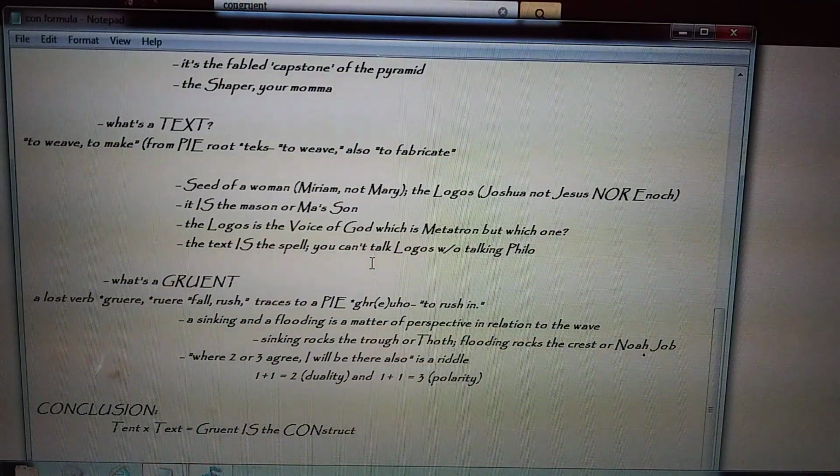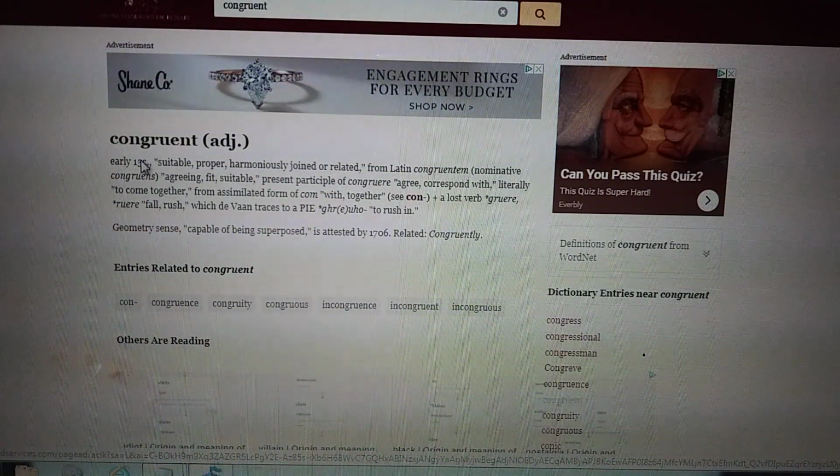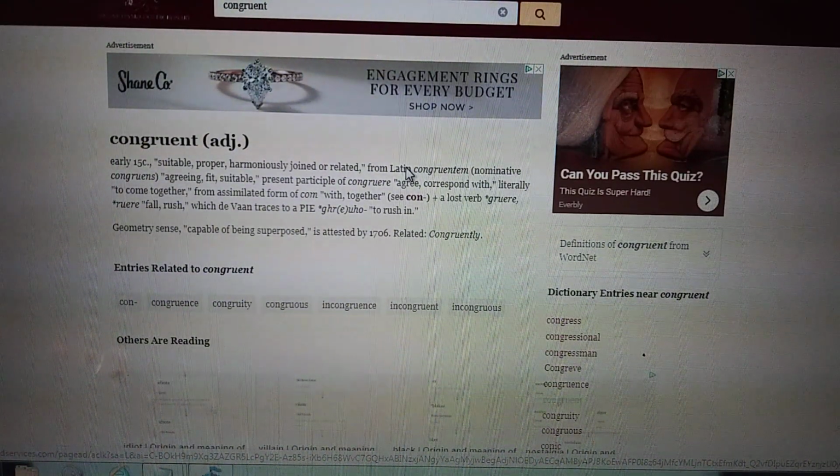Now what happened during the Exodus? The walls rushed in on Pharaoh, right? Okay, so let's dig congruent, right? Congruent is an adjective, early 15th century, same time period. Once again, is everybody paying that attention? Right? Suitable, proper, harmoniously joined or related, from Latin congruentem, nominative congruens, meaning agreeing, fit, suitable, present participle of congruere, agree, correspond with, literally, to come together, right?